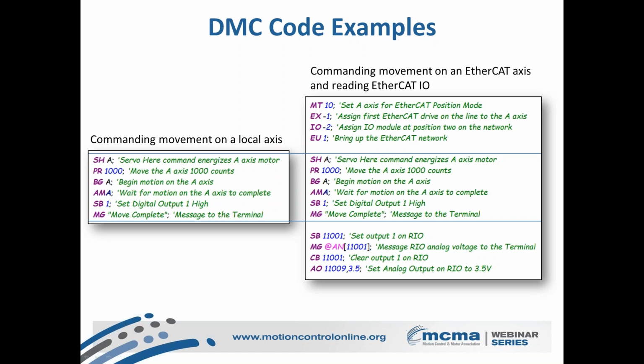And then the last bit there is setting and clearing the RIO, the EtherCAT remote I/O. So instead of set bit 1 for a local output, you would set bit 11001 as per the addressing that's listed in our command reference. So if you have an existing application written on a Galil in DMC code, adding an EtherCAT drive would involve getting a DMC-50000 EtherCAT master and then adding these few commands, and you'd be up and running.